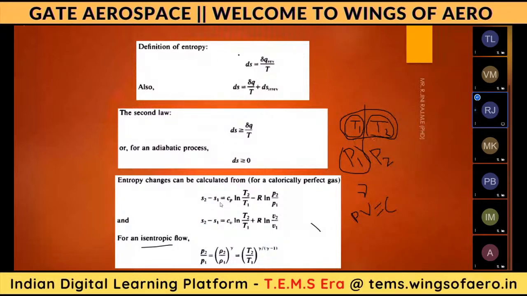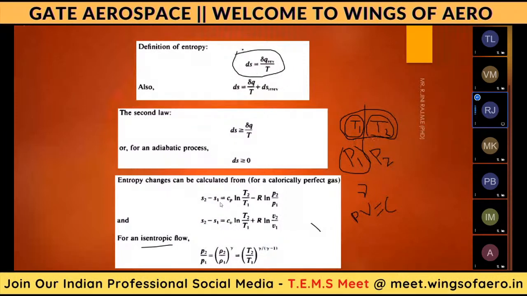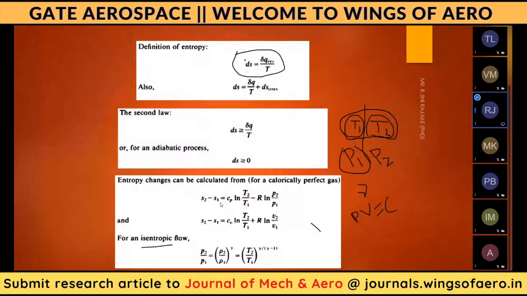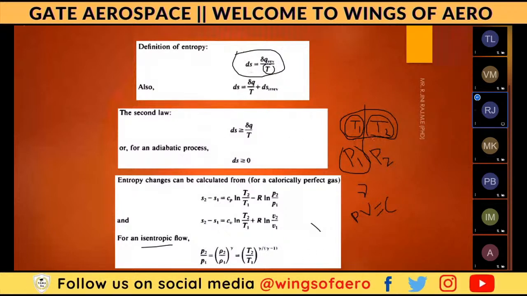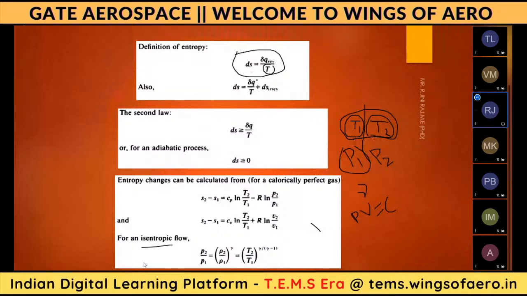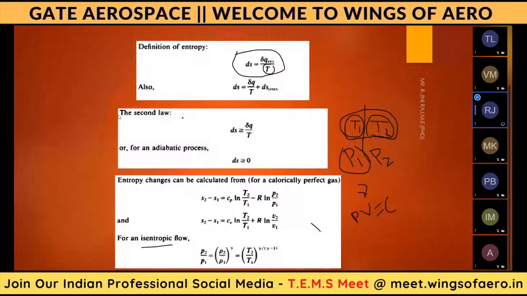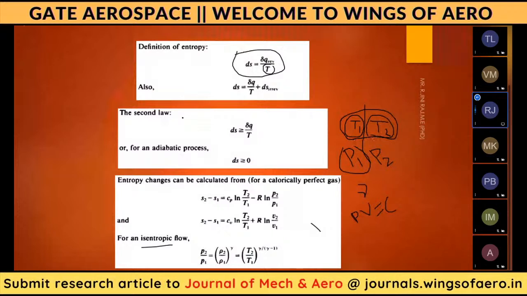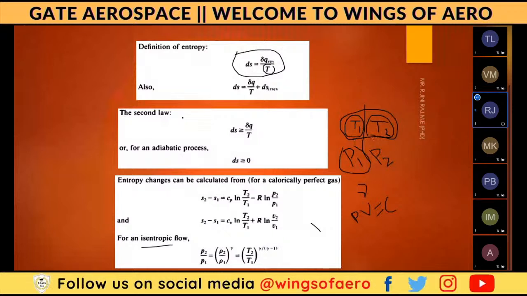Entropy is the unavailable energy that cannot be used. The formula for entropy is dS equal to del q divided by T. So if T increases, the entropy decreases, and vice versa. We know the second law, which can be classified as the Clausius statement and the Kelvin-Planck statement. Here, the Clausius inequality: dS greater than or equal to del q divided by T.